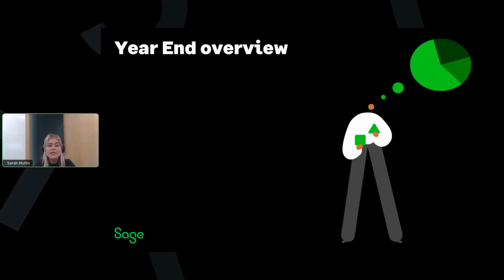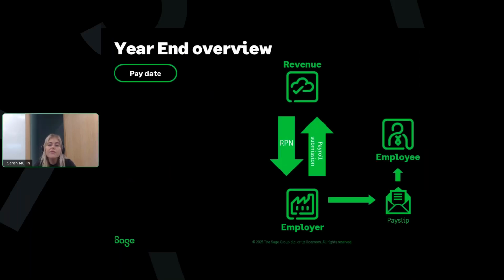So let's get things started with a bit of an overview. To give you some context, I do want to quickly recap how payroll information is reported to Revenue in real time throughout the tax year. On every pay date, as an employer, you'll start by retrieving the latest Revenue payroll notifications, or RPNs, from Revenue's online service. This ensures that your employees are always on the most up-to-date tax credits and cut-off points.